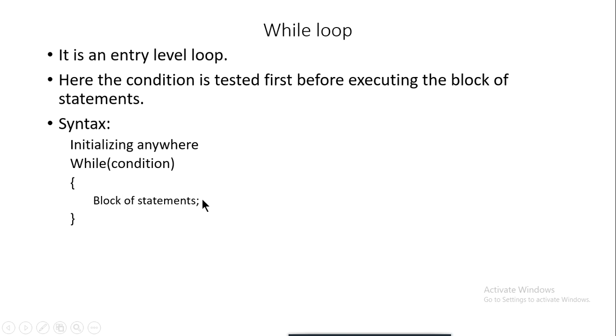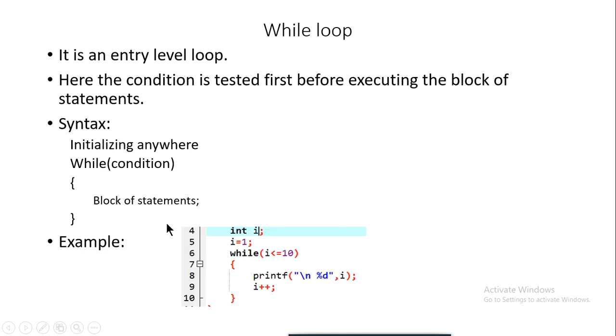After this block of statements, I have to place the increment or decrement part here. Okay, we can see it using an example. You see here, I have used a variable i for a while loop as well. i is set to 1, then while i is less than or equal to 10, and i is printed.